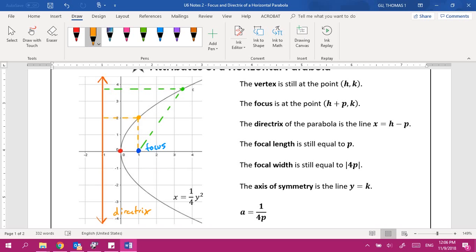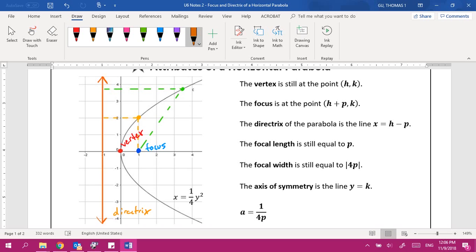For example, the focal length. What is the focal length? Does anybody know how to find the focal length from the picture? Isn't x equals h minus p? Right, but what does the focal length mean though? The distance you go from the focus to where? The width? Yeah, like you said, that's the width. You're talking about the focal width.